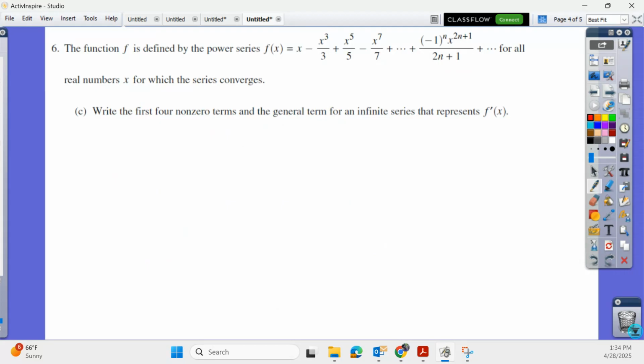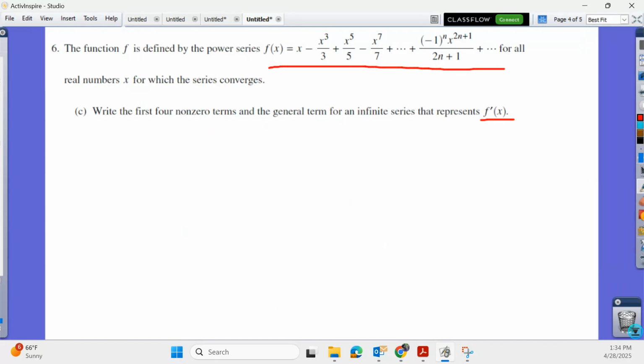All right, part C. Part C is pretty typical for a Taylor series problem. Like you've probably done some of these before. We're just showing f prime of x using the Taylor series here, or the infinite series, the power series, whatever. All the same thing here.